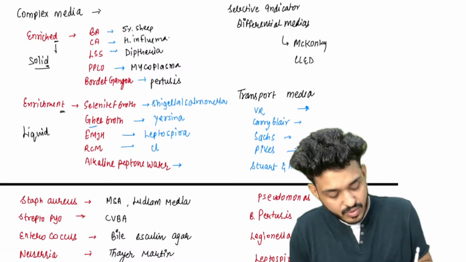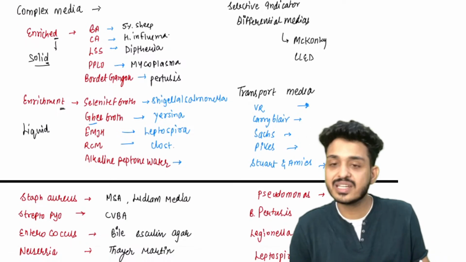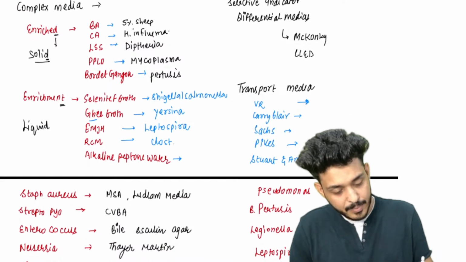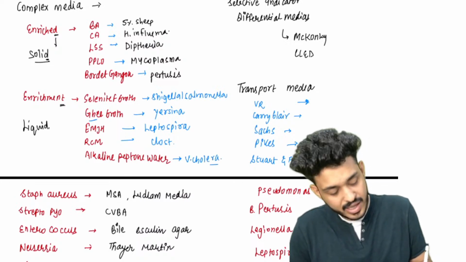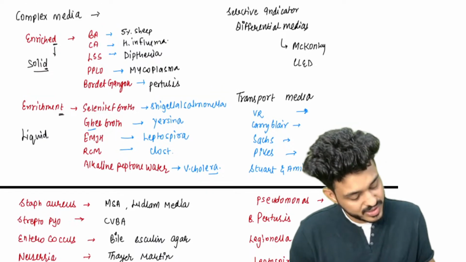RCM we are using for Clostridium species. Okay, Robertson cooked meat media. Alkaline peptone water we have already seen, that is for the Vibrio cholerae. Okay, Vibrio cholerae, yes. Pleuropneumonia-like media is for the Mycoplasma.